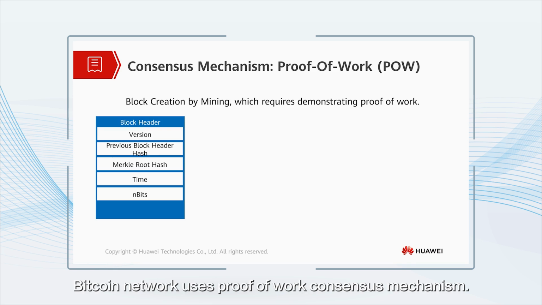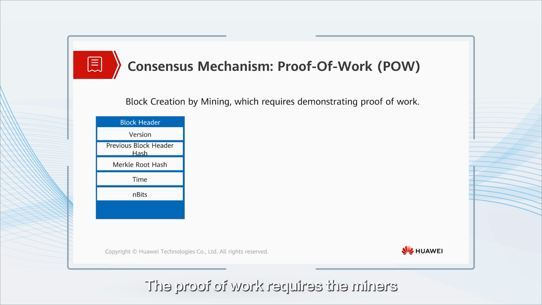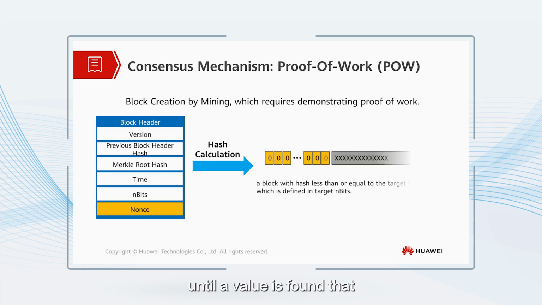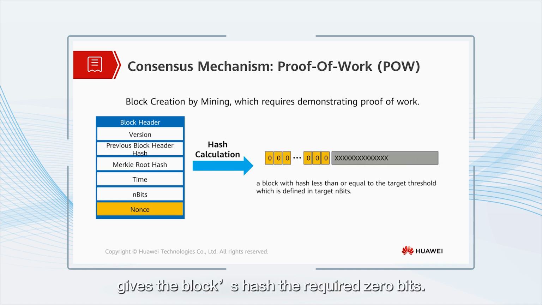Bitcoin network uses proof of work consensus mechanism. The proof of work requires the miners to scan for a nonce in the block until a value is found that gives the block's hash the required 0 bits. Only block with a valid nonce could be added to the chain. This process is usually called mining because miners often do hundreds of billions of calculations to find the right nonce. In Bitcoin network, it takes about 10 minutes to generate a new block.